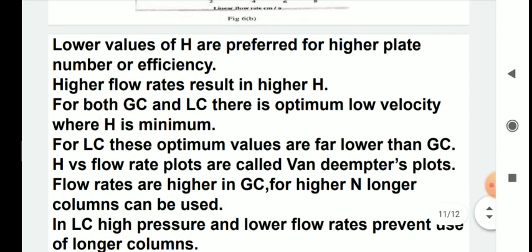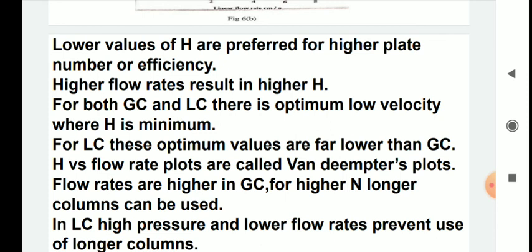In the case of LC, as I said earlier, you are making use of higher pressure, and you cannot use long columns to get higher plate numbers, because the column may break under the pressure. Also, the flow rates used in LC are much lower, so the time taken for the separation will be large if you are using long columns.